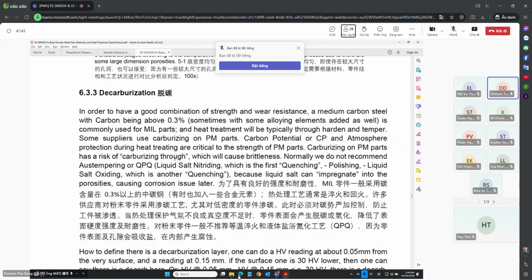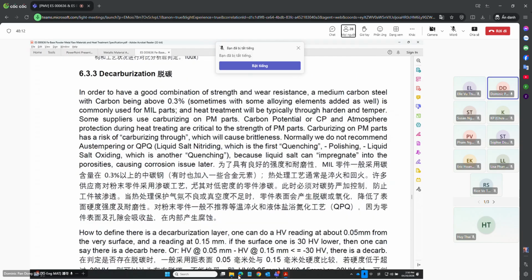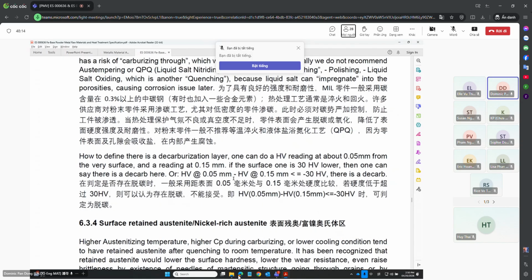Then another one is called decarburization. Sometimes we simply say decarb. Decarb means that the surface layer of the steel gets pretty soft because of the high temperature staying in the air. It would reduce the hardness of the part and also largely destroy the life performance of the part. So it's a severe defect.